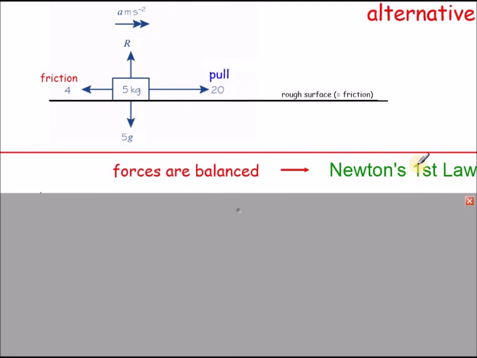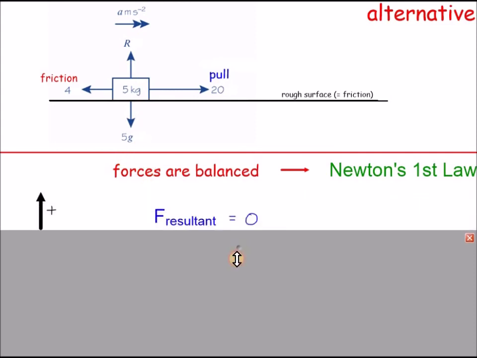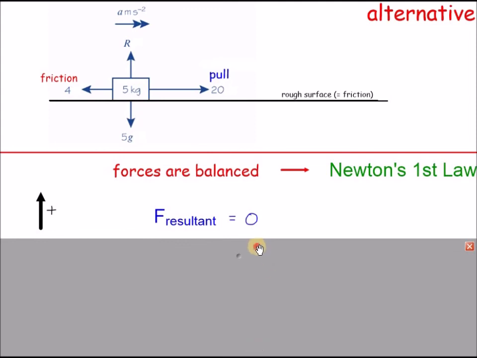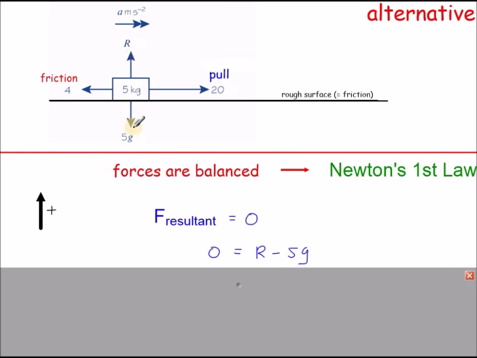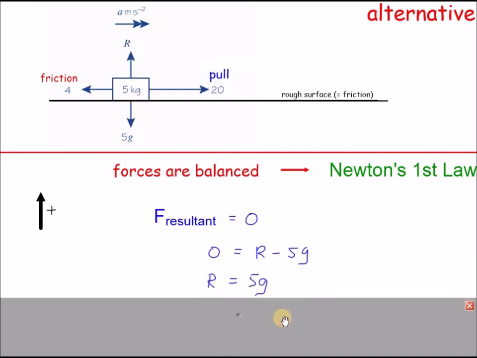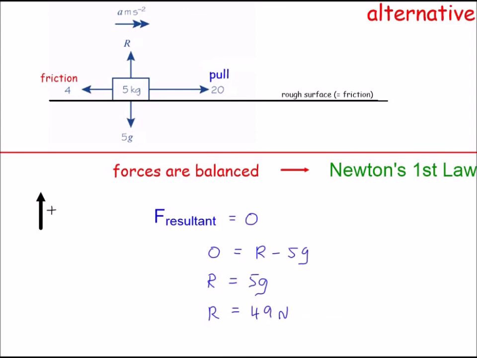The alternative is to use Newton's first law. Now we use the first law where we have balanced forces, where there is no resultant force. And looking at the forces vertically, the forces are balanced, there is no resultant force. So starting off with F resultant equals 0, the upwards direction is positive. So R minus 5g is 0. So we know that R is equal to 5g. Any upward and downward forces are balanced, so upward equals downwards, R equals 5g, like so. And R equals 49 newtons.